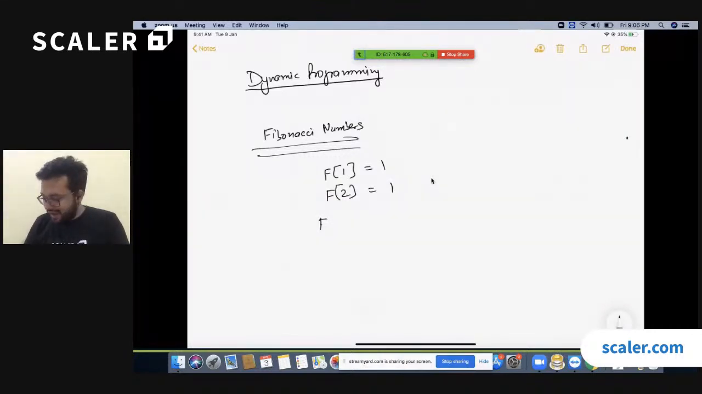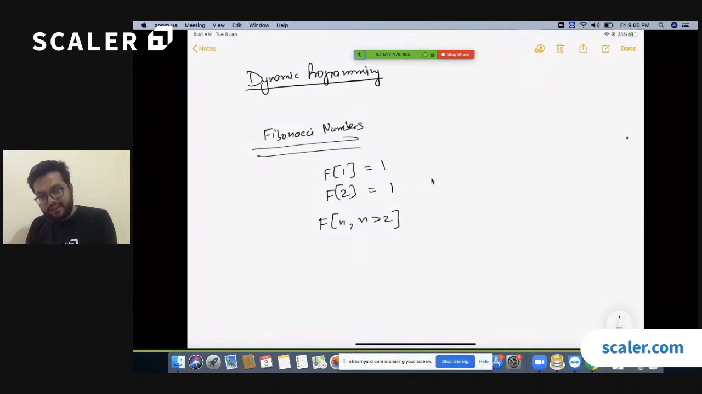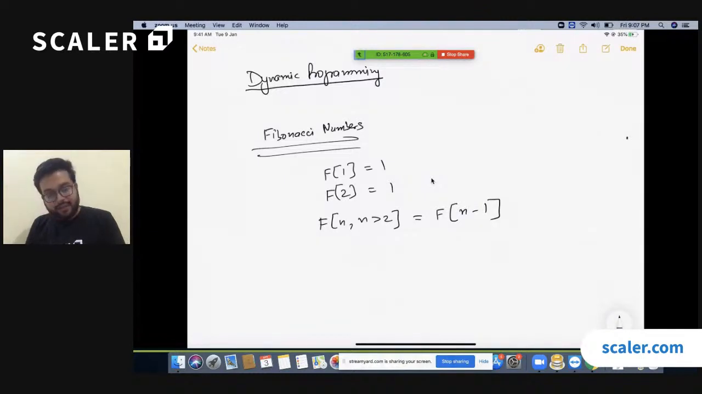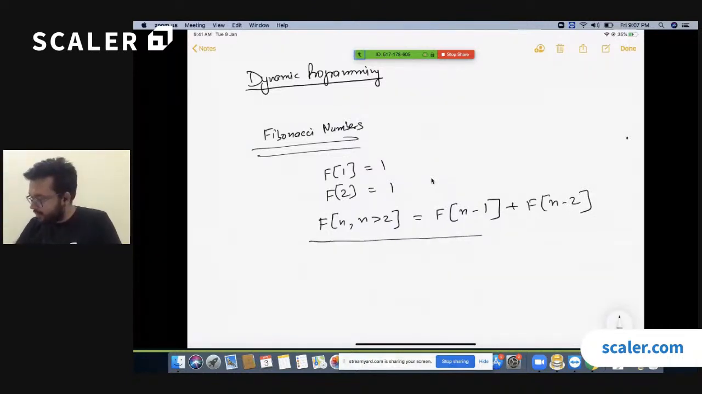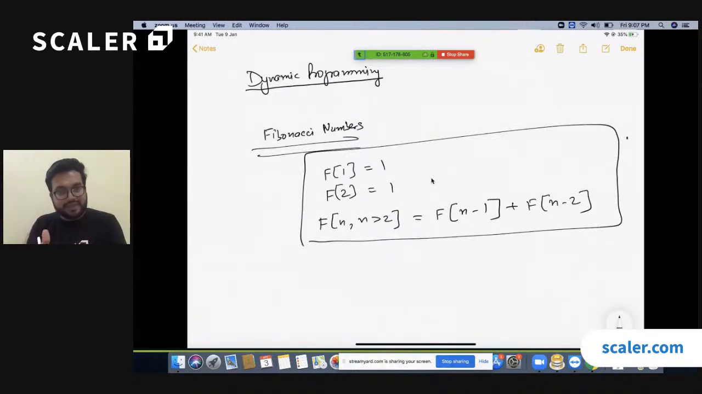Now, for any Fibonacci number n, where n is greater than 2, the number can be defined using the previously defined Fibonacci numbers. For Fn, where n is greater than 2, the nth Fibonacci number is equal to the (n-1)th Fibonacci number plus the (n-2)th Fibonacci number. I hope this definition is clear. The first Fibonacci number is 1, the second is 1, and for any n greater than 2, the nth Fibonacci number is the sum of the last two: the (n-1)th and the (n-2)th.